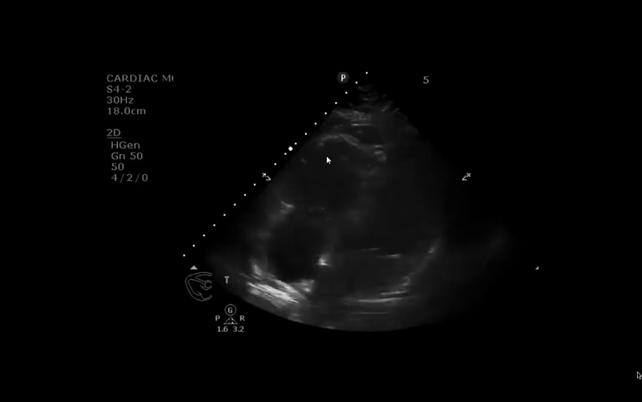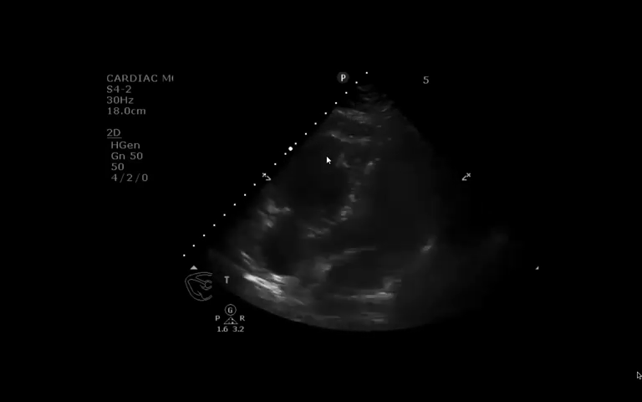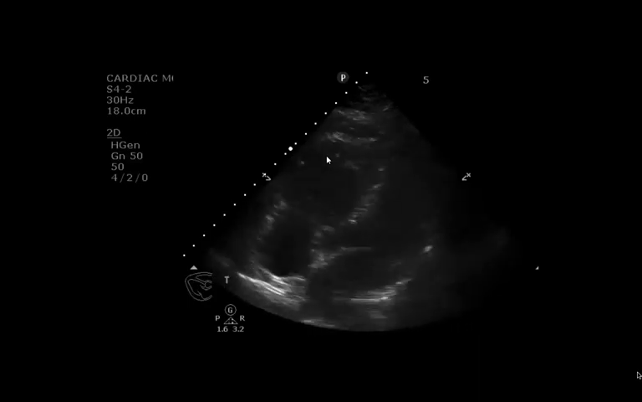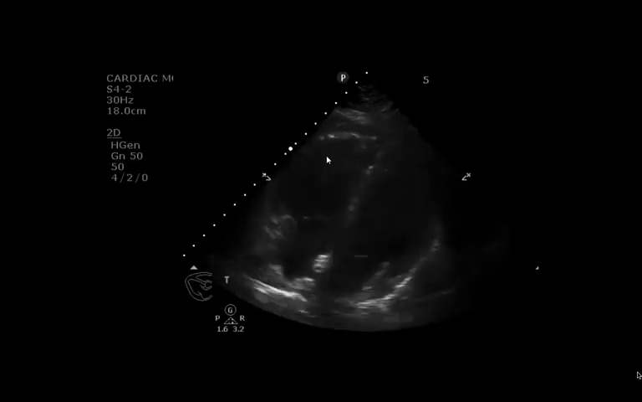This patient went on to have some further testing with a D-dimer of over 2,000 and a CT-PE that showed PEs in the right upper, right middle, and right lower main pulmonary arteries.